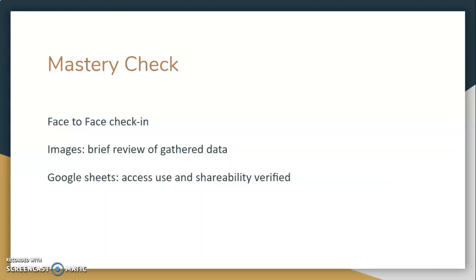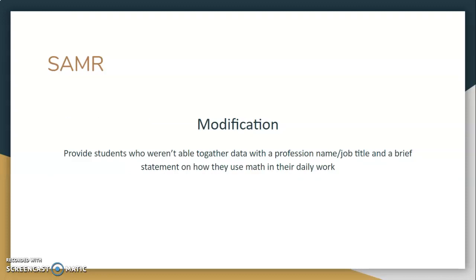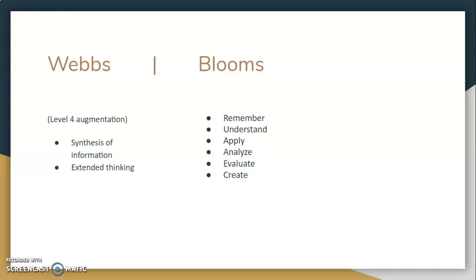Mastery check, face-to-face check-in, a brief review of the gathered data in the Google Sheet. I'll need to have access, and they'll need to be able to share that with me. The SAMR level shown is modification. Provide students who are able to gather data with the profession name or job title and a brief statement on how they use math in their daily work.